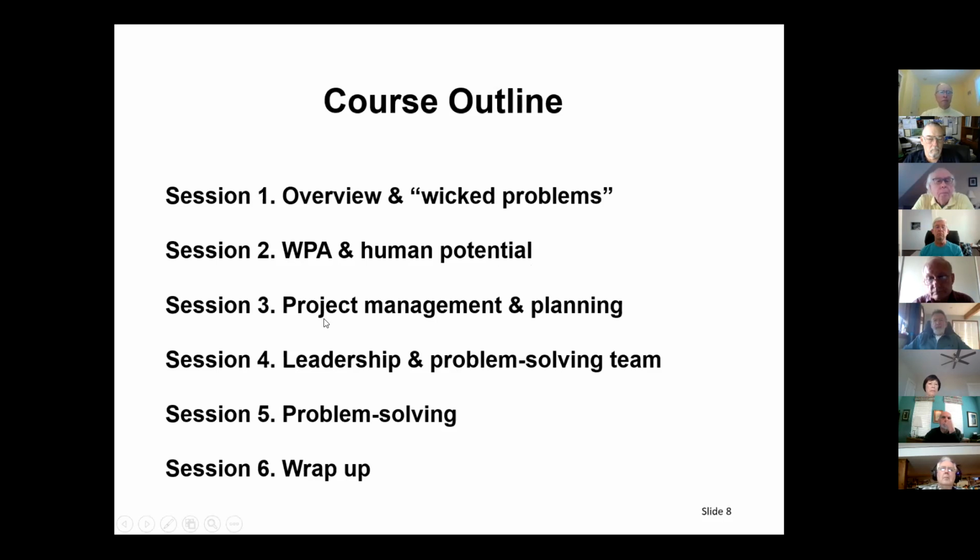Then in session 3, we want to focus on the project management aspects of this approach and the planning. In session 4, it's the team leadership, the problem-solving team. And then session 5 is actually performing the problem-solving effort using the teams and how that plays out. And 6 is kind of a wrap-up for anything that's left over, as well as final reports and follow-up work from actually using the approach. So this is kind of the flow of what we anticipate.